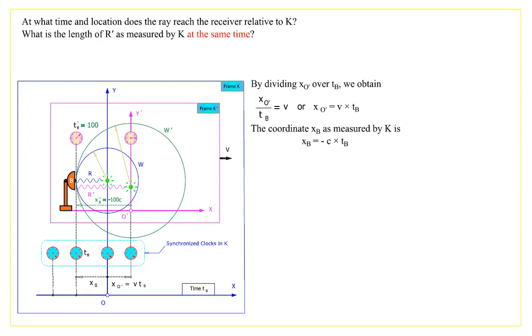By dividing x_O' over t_B, we obtain x_O' equals v times t_B. The coordinate x_B as measured by K is x_B equals negative c times t_B. The length of R' relative to K will be R' as measured by frame K equals x_B minus x_O' equals negative t_B times the quantity c plus v.